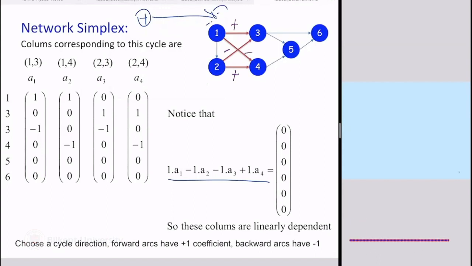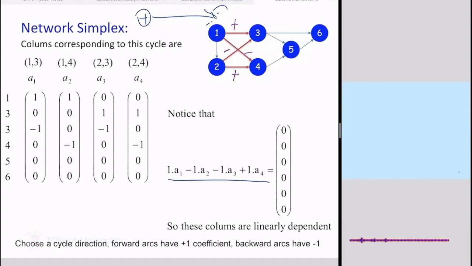Now, if you multiply each arc, each column of the arc, with that plus or minus 1, you're going to get a vector of zeros. So apparently, they're not linearly independent. Those 4 columns, which form a cycle, are linearly dependent on each other. This is very important, okay? This means my basis cannot contain a cycle, because the arcs of a cycle will always be linearly dependent on each other. All right? This is really crucial.